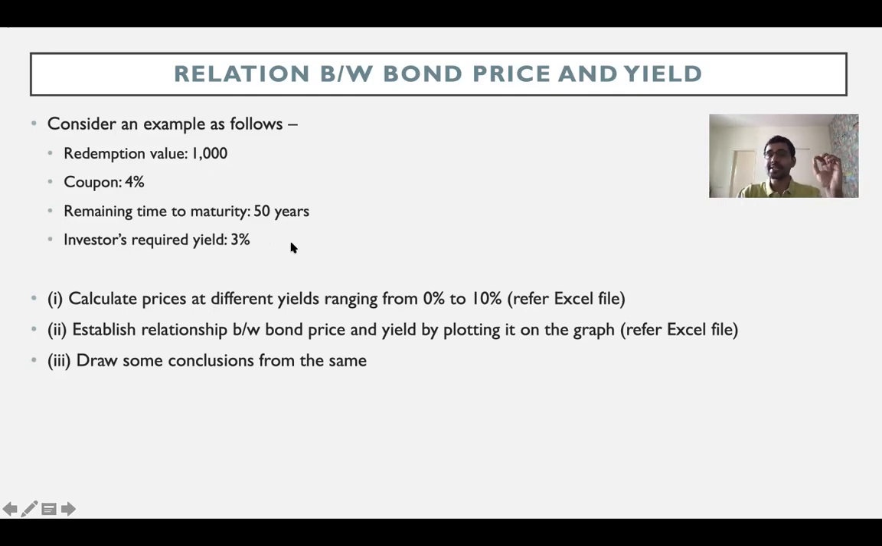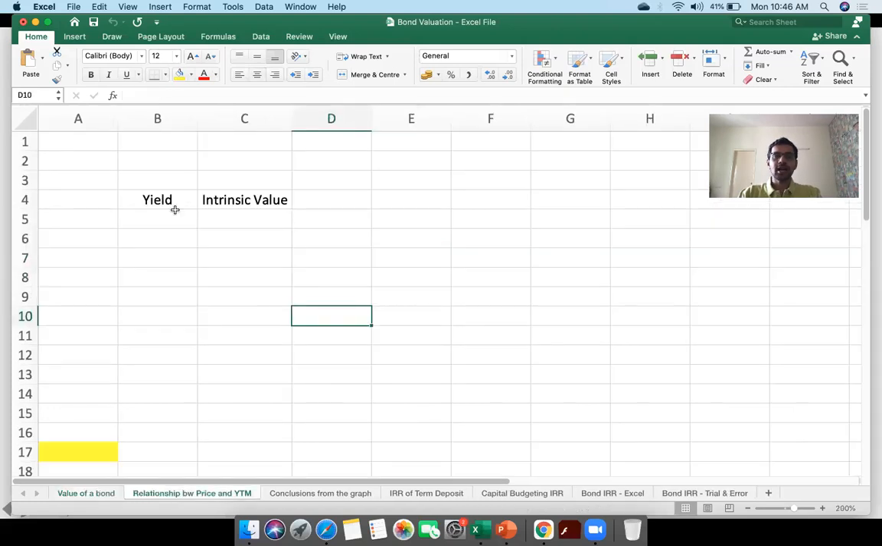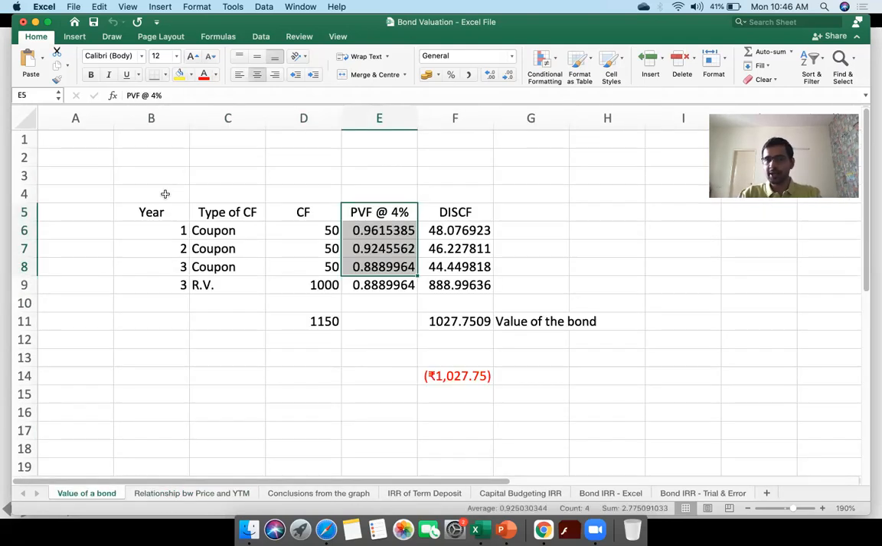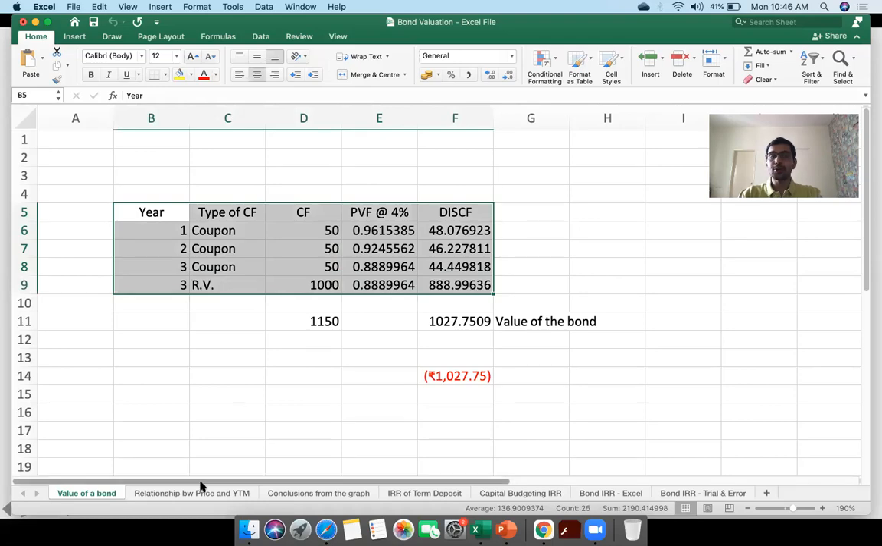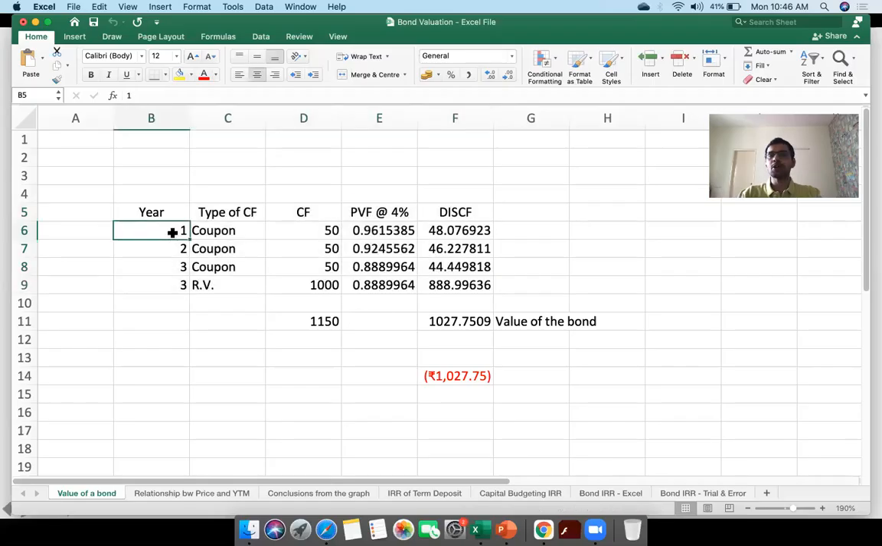All the 4 inputs are actually included in these 4 sections. Coming back to the Excel file, I've basically created 2 columns: one for yield and one for intrinsic value. Of course, you can find the intrinsic value using the table method that I have done over here. But given that I have 50 years to maturity, I'm not going to do 1, 2, 3, 4, 5, 6 until 50. What I will actually do is use the Excel method of calculating the intrinsic value.